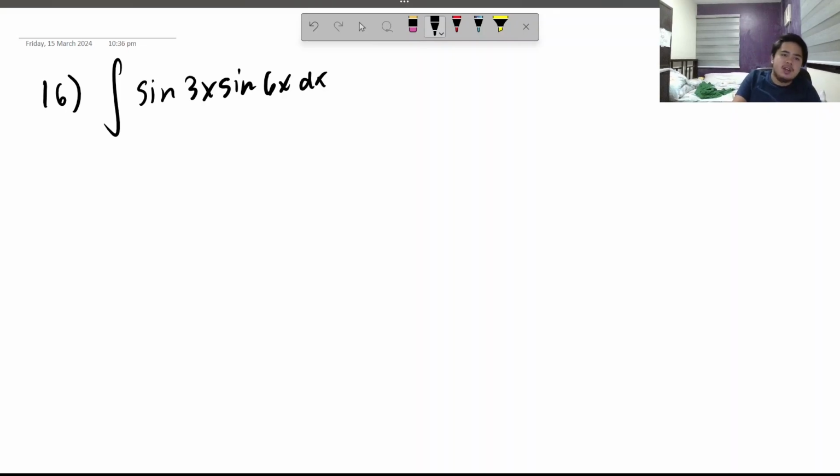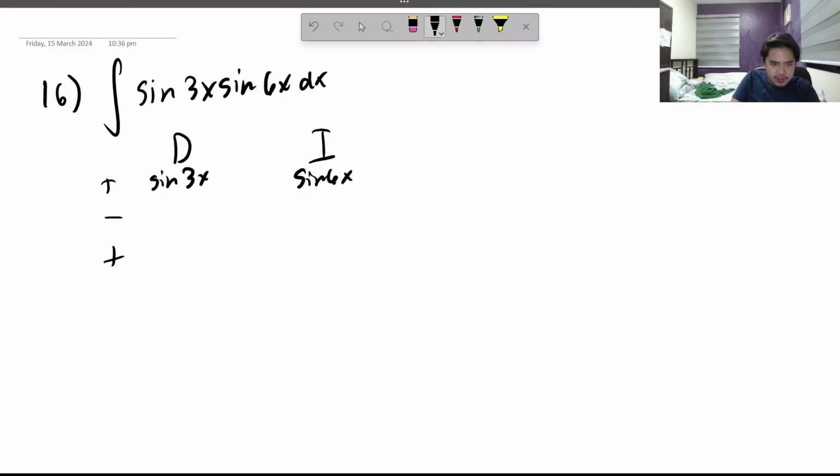So how can we do that? Again, let's use the DI method. D and I. What can we put in D? What can we put in I? Honestly, it's up to you, but I can just put sine 3x here and then sine 6x here. Why did I put that here? Because I just wanted to test if something goes on. You can test sine 6x on the D column, sine 3x in the I column, but that's up to you.